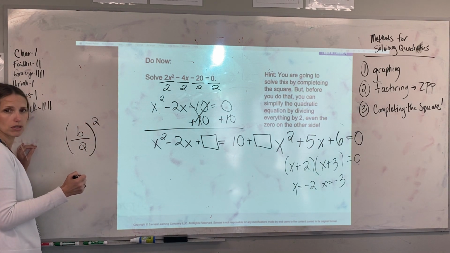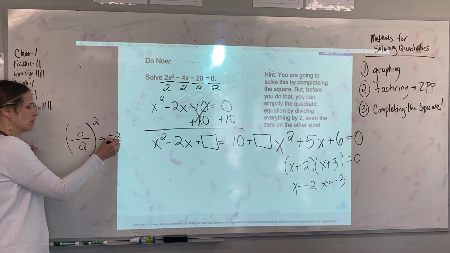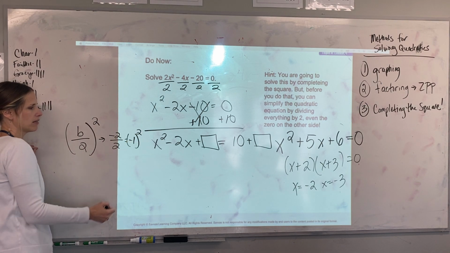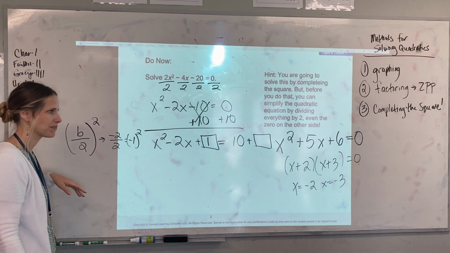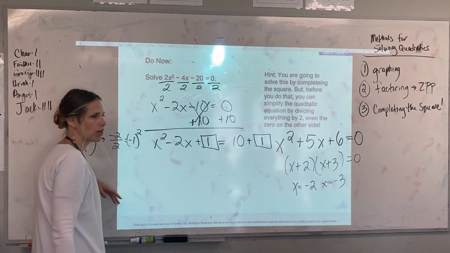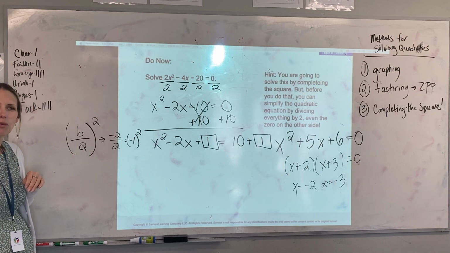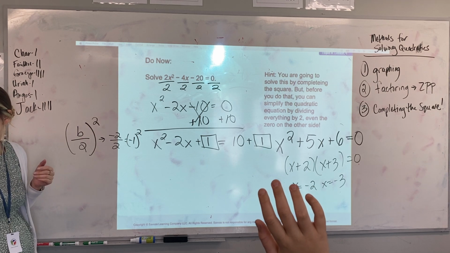So negative 2 divided by 2 is negative 1. When I square that, I get 1. Great, 1 is a perfect square. What's the square root of 1? 1. Good. Isn't 1 amazing? You guys have something against the number 1 being a perfect square?